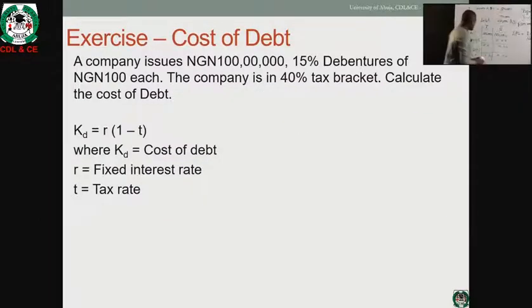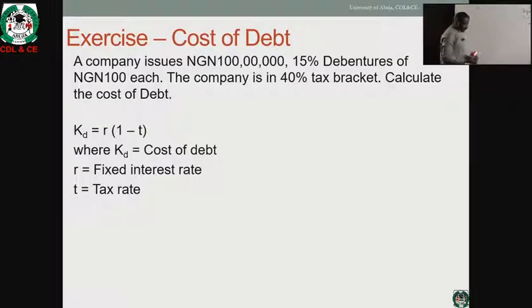An exercise. Here we are told that a company issued 100 million 15% debentures of 100 naira each. The company is in a tax bracket of 40%, and you are asked to calculate the cost of debt.